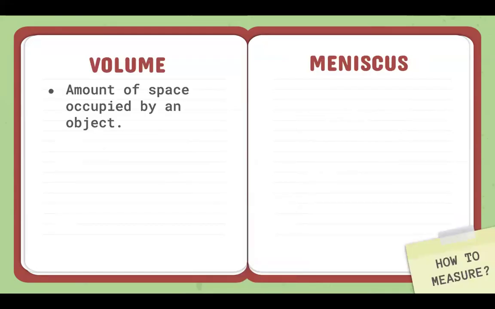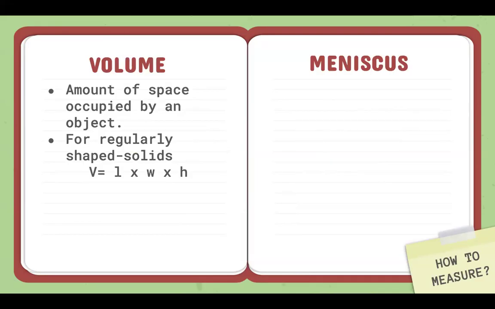Okay. And now volume. Aside from mass, we have this quantity, volume. This tells us the amount of space occupied by an object. So anything that occupies space has volume, basically matter, which can be solid, liquid, and gas. For the volume of regularly shaped solids, we just use the formula length times width times height.